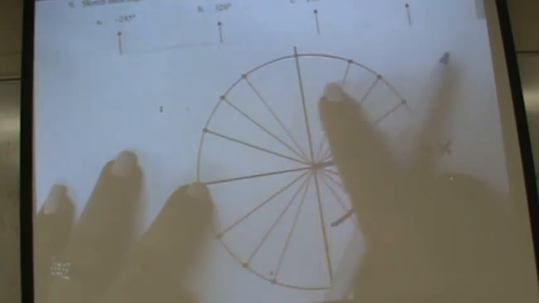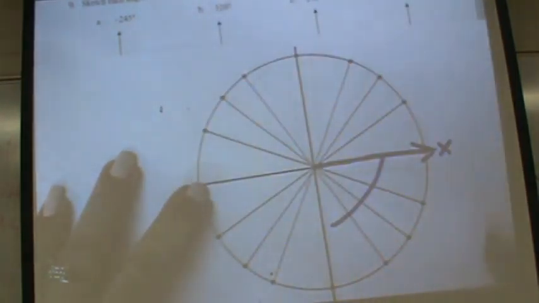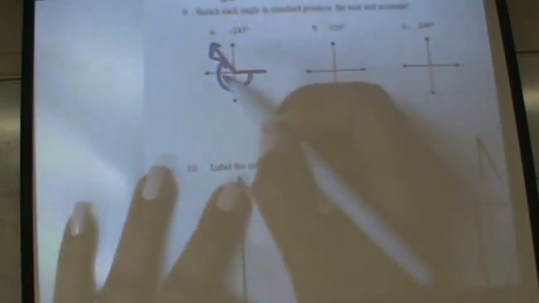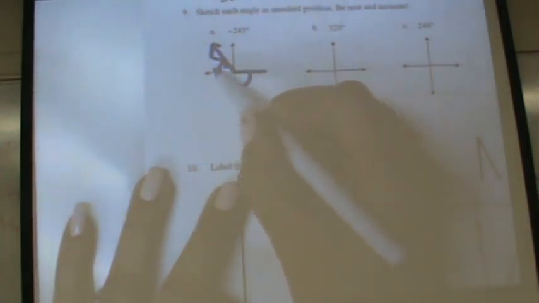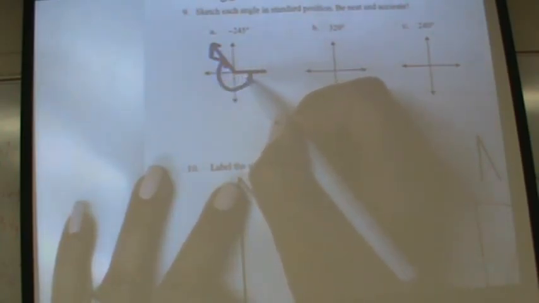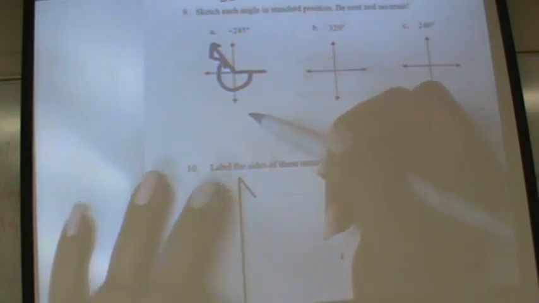So where would you draw a negative 245 degree angle? It would be like this. This is all you would have to do for me. Go this direction, just like that. So going negative, it's in that third quadrant, because each of these is 90 degrees backwards. That's all you have to do.